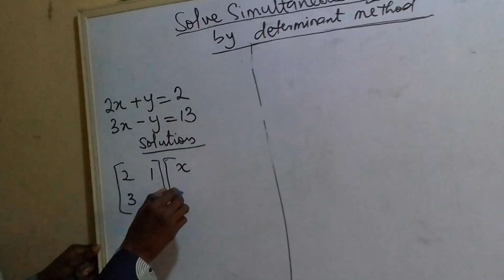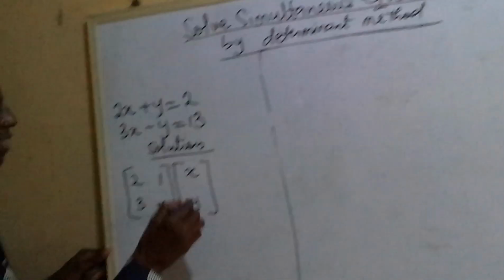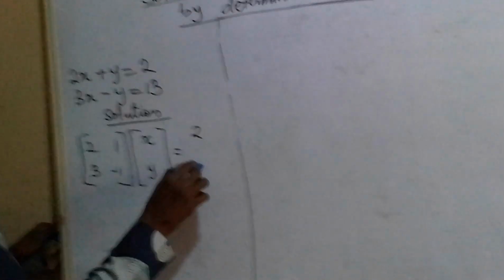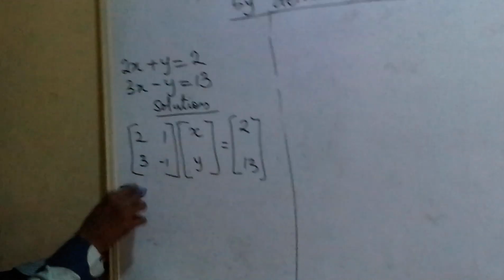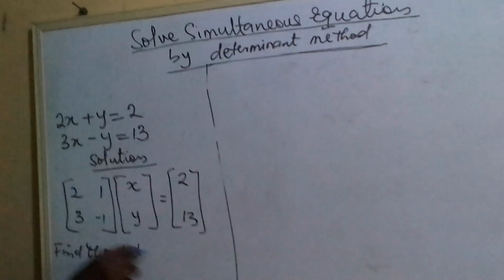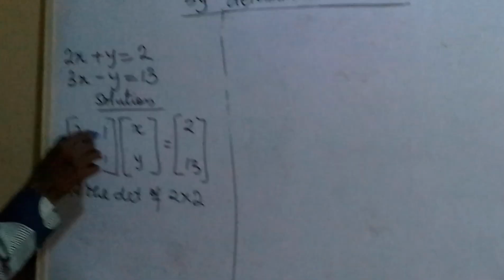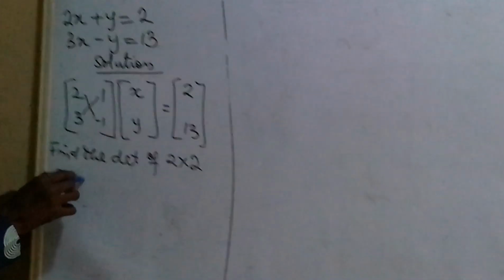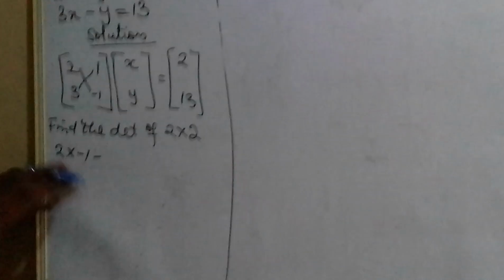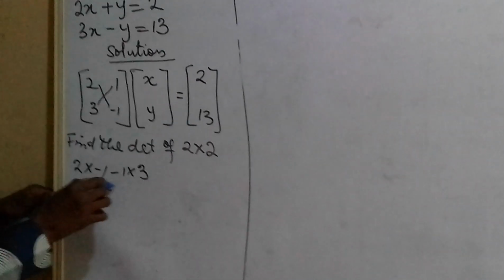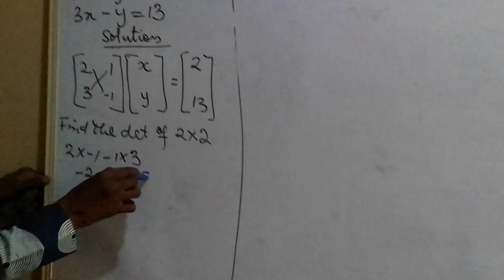If it is 3 by 3, it involves x, y, z. But this is 2 by 2. The answers are 2 and 13. So what we have to do first is to find the determinant of the 2 by 2 matrix. And what is the determinant here? This is the leading diagonal, which is 2 times minus 1, minus 1 times 3. 2 times minus 1 gives us minus 2, 1 times 3 is 3, which is equal to minus 5.